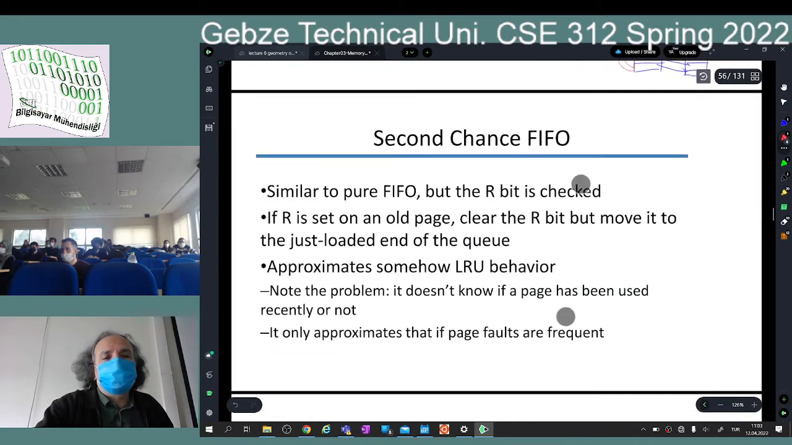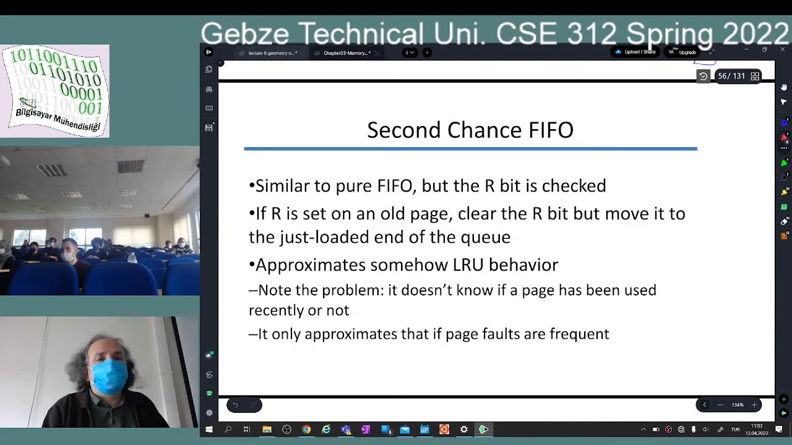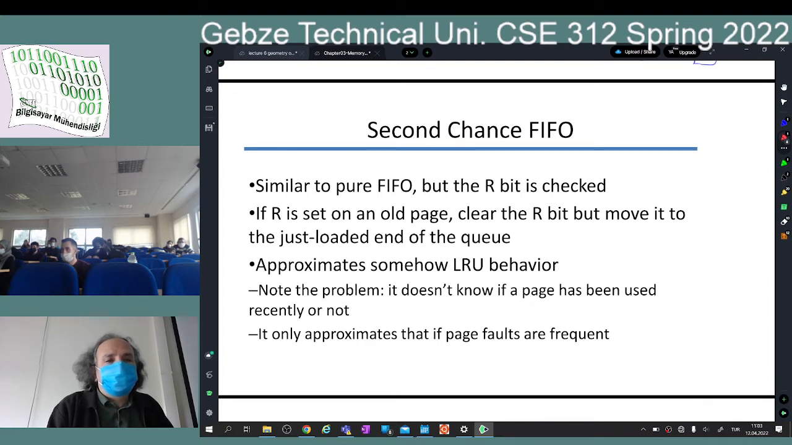Okay, that's the idea. If R is set on an old page, clear the R bit and move it to the just loaded end of the queue, and approximate LRU behavior, least recently used behavior. If the R bit is 1 for a page to be replaced, then I know that somebody is using it, so it is recently used. If the R bit is not 1, then that means that nobody used it recently, so maybe I should replace it. It is old enough and I should replace it.